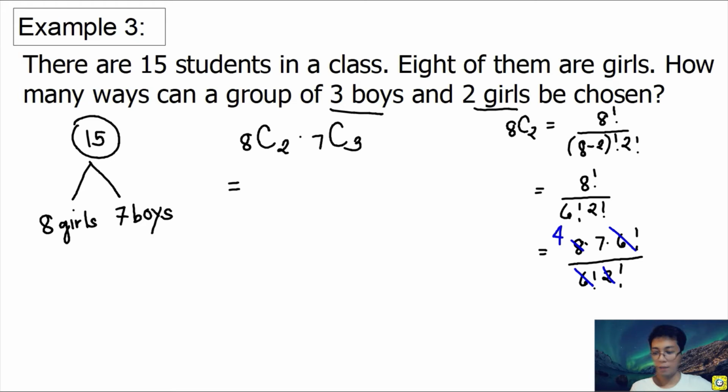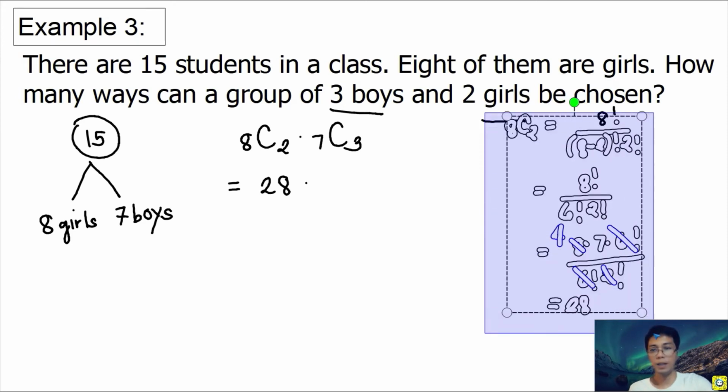And 4 times 7, that's equal to 28. So, ang sagot natin dito is 28. So, 8 choose 2, that's equal to 28. Next, try naman natin si 7 choose 3. So, ang gagawin natin, erase muna natin yung ating solution kanina dito sa part na to.